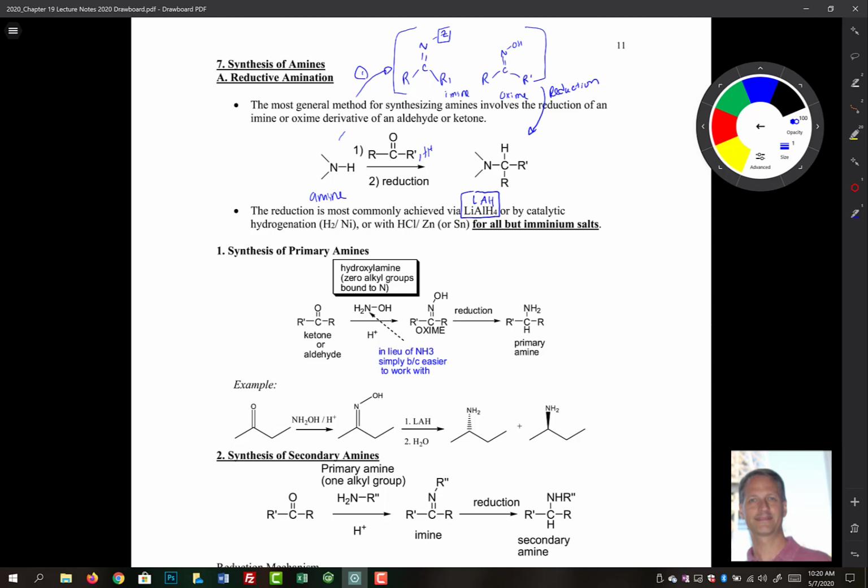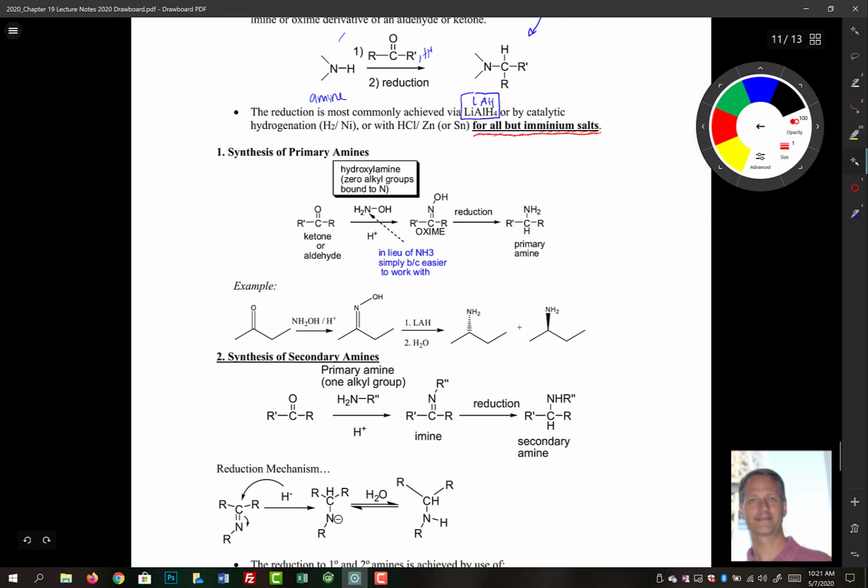And it works for all, but aminium ions, or aminium salts. So we'll talk about that on the next page here. So it works for all the cases except for aminium ions. Now, let's take a look at the reaction down here below. A lot of these mechanisms we've already discussed, so we're not going to go over them again in detail.